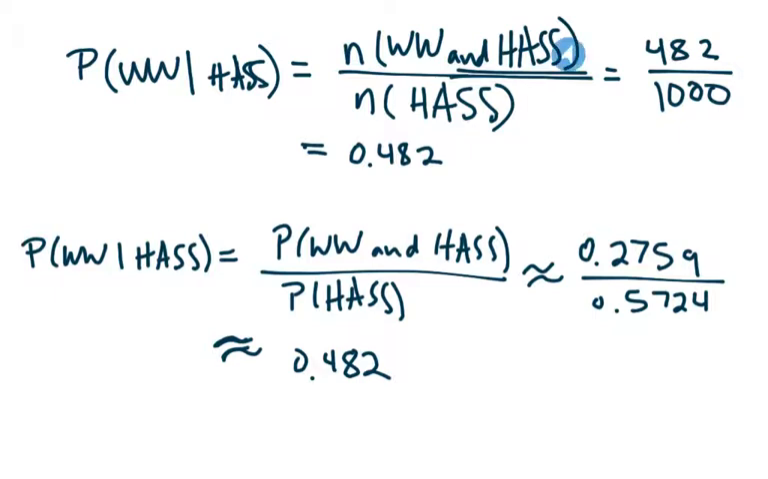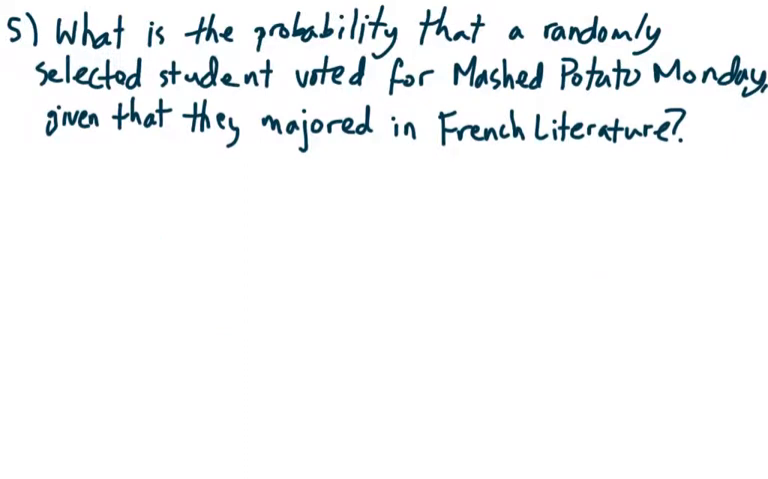So these are two alternate ways to compute it. If you have a contingency table, this is usually easiest. Do that. But I also wanted you to see that they are equal. We've got 3 questions left before we close this out, and they should all be kind of a lot like the last one. What is the probability that a randomly selected student voted for Mashed Potato Monday, given that they majored in French literature? What kind of major is French literature?